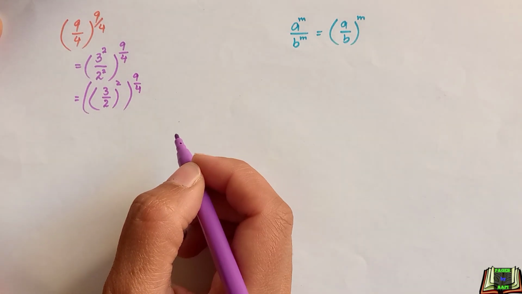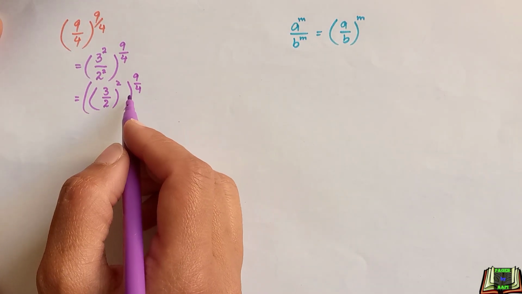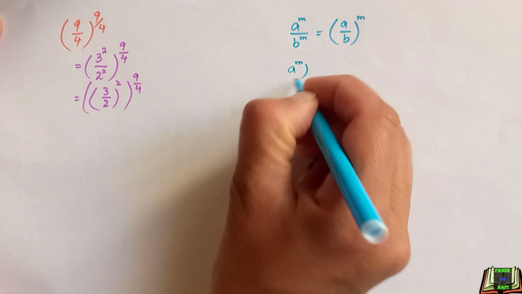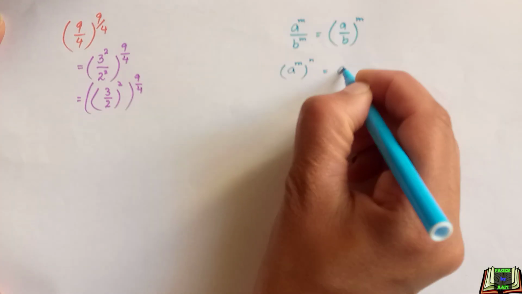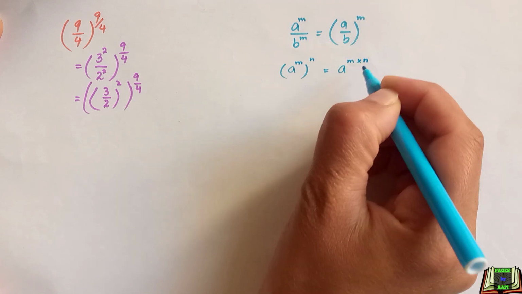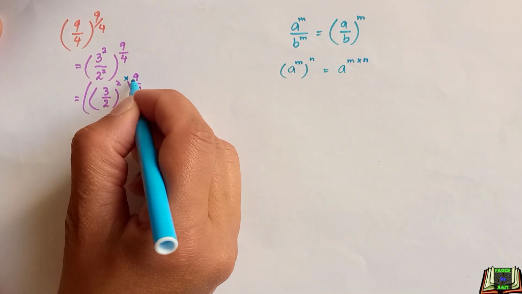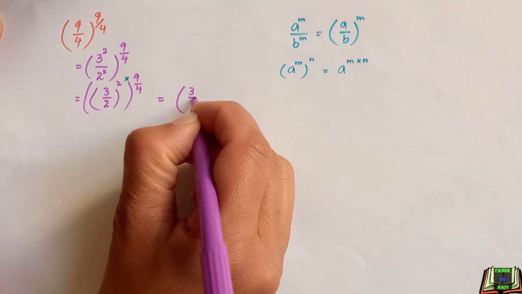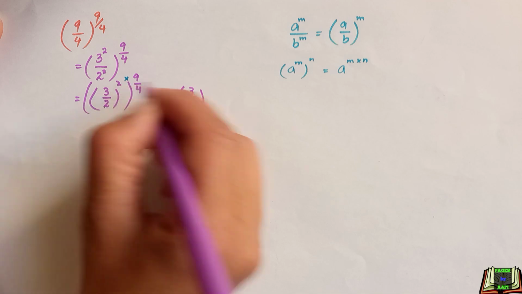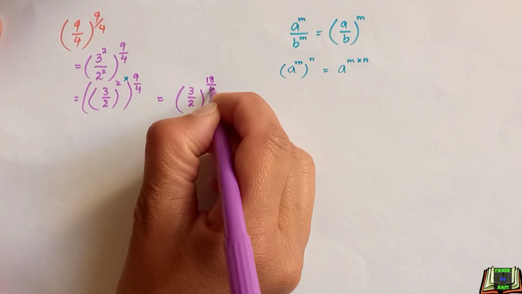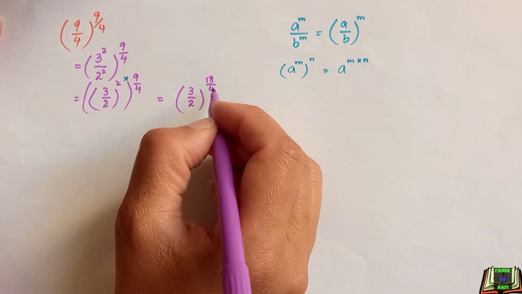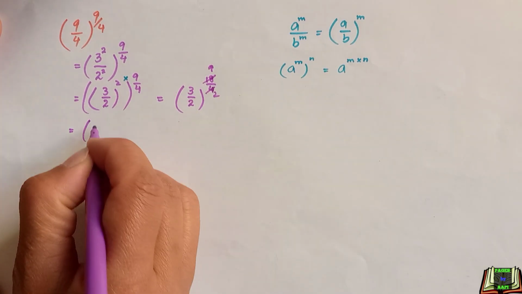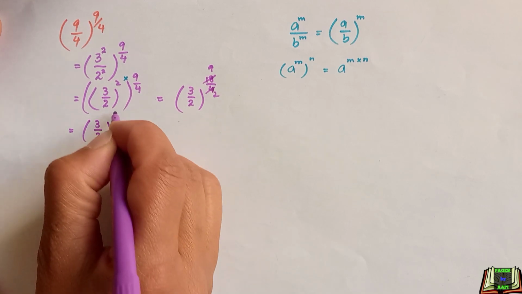Here we are going to use the power of a power rule that says if a raised to the power m is raised to the power n, meaning a nested power, then this is equal to a raised to the power m times n. So we multiply these two parts. 2 times 9 is 18, divided by 4. 2 times 2 is 4 and 2 times 9 is 18. This is equal to (3 divided by 2) to the power 9 divided by 2.